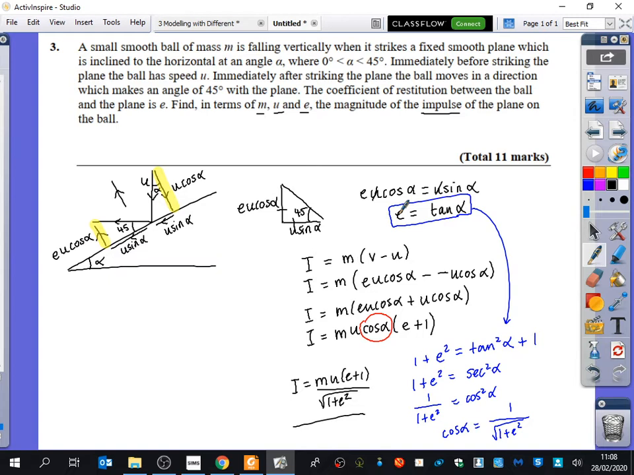For this one, yes, the impulse is always perpendicular to the direction of the collision. So if you had two balls that were colliding like this and like this, they're going to hit each other in the middle. So the impulse is going to be like this and like this.